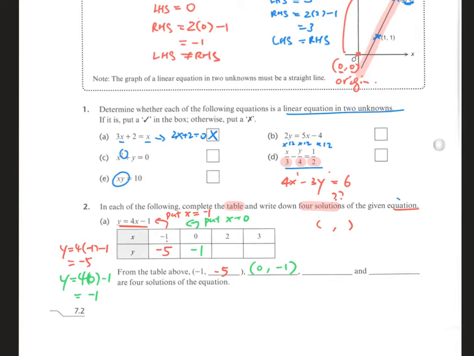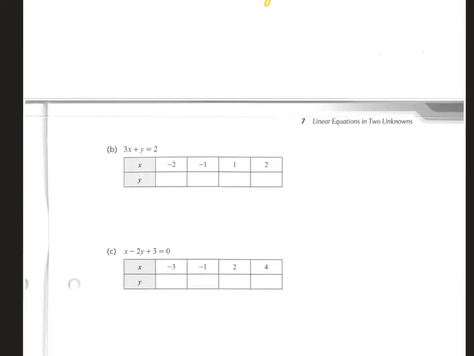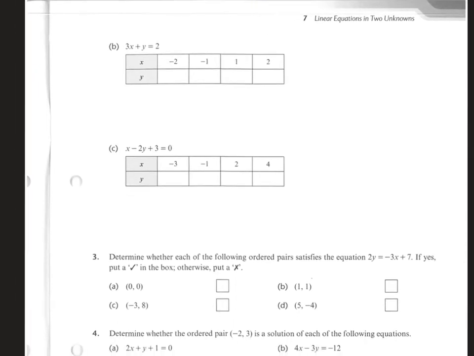And the rest of the two numbers, or two boxes, I leave it for you. Another remark is that for this pair, we have a name for it, which is called an ordered pair, because it's a pair of numbers which is ordered. That means the first number refers to the value of x, while the second number refers to the value of y. Okay, that's number 2. And 2b, 2c, I leave it for you.